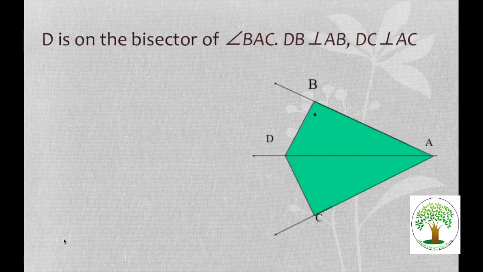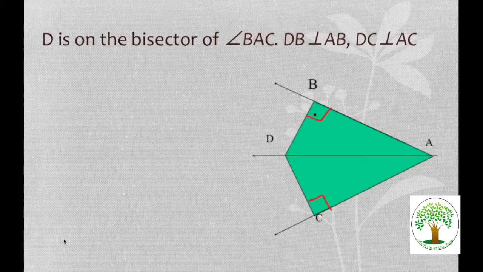All right, now we're going to talk about angle bisectors. D is on the bisector of angle BAC. I'm going to tell you right now that DB is perpendicular to AB, and DC is perpendicular to AC.